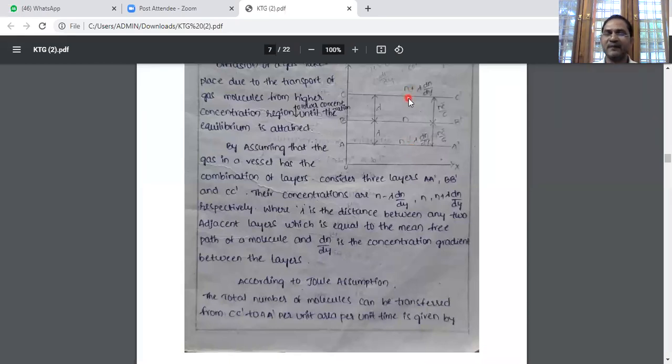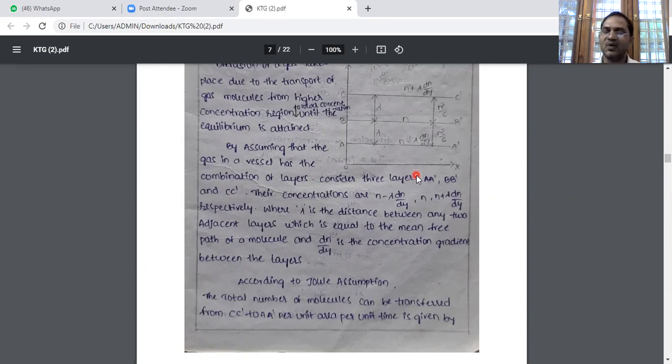When we consider a gas in a container, we are assuming that it is composed of many different layers. At some region, the concentration gradient may be more. At some other region, the concentration gradient may be less. That means at some region, the number of gas molecules per unit volume will be more, and at some other region, the number of gas molecules per unit volume will be less. So the concentration gradient will be different in different regions inside the container.